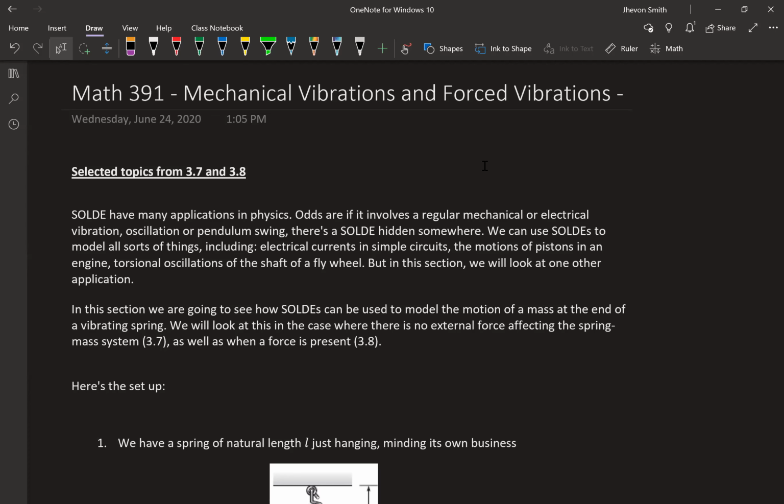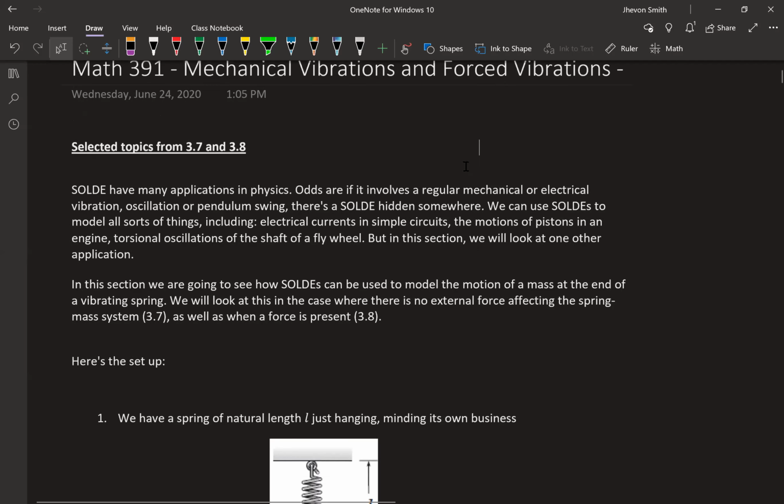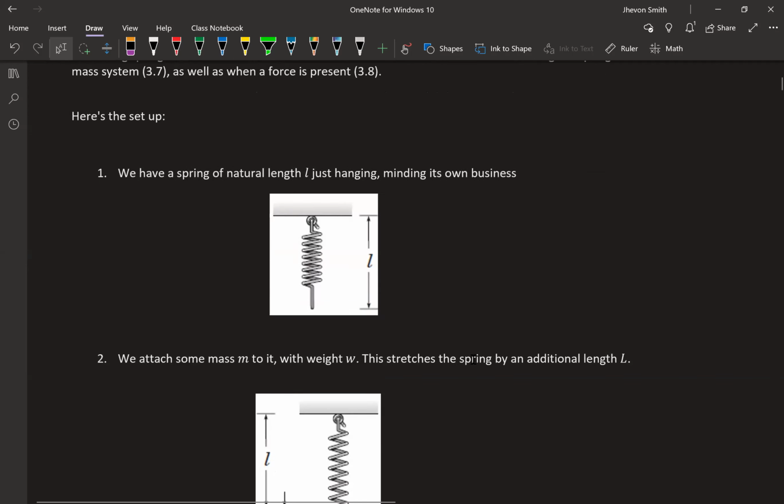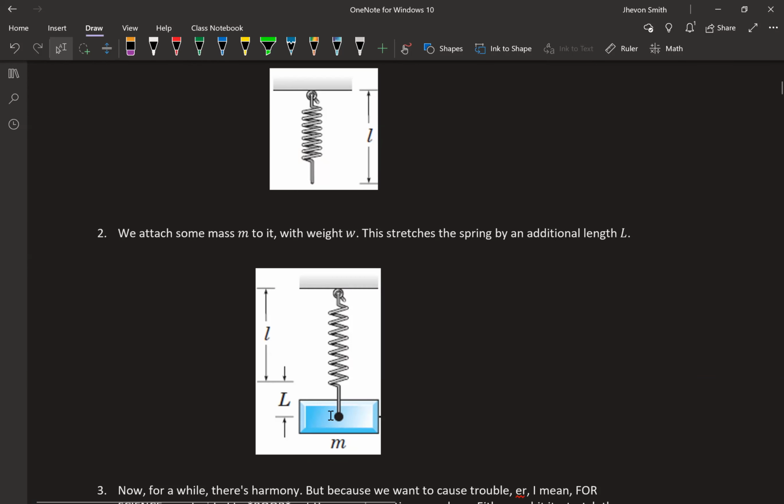Namely, it's called spring mass problem, which is essentially us trying to measure the motion of a mass that's at the end of a spring, and the spring is vibrating. So essentially, this is the setup. You have some spring, it's hanging from something, and its natural length is L, right? So no spring minding its business, its length is L. Then we attach a mass to that spring, right? It extends it extra by a length big L, right?